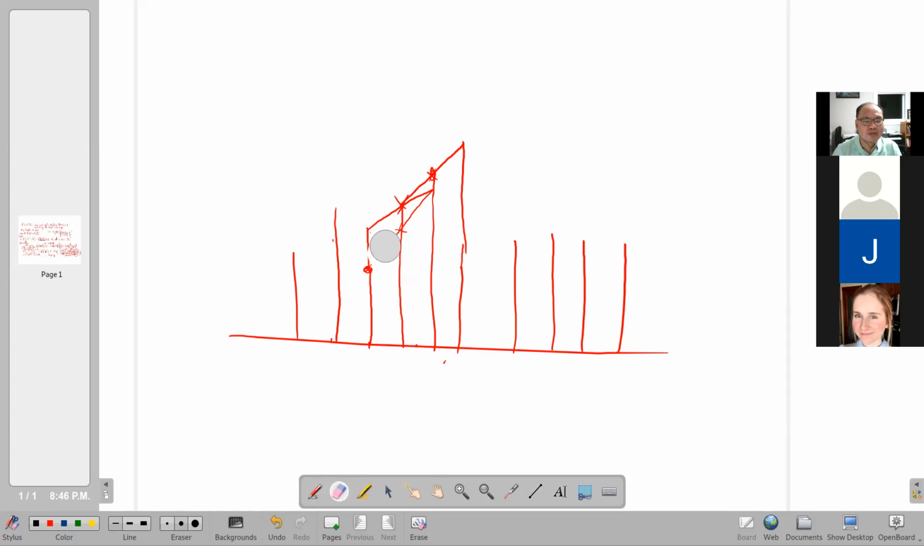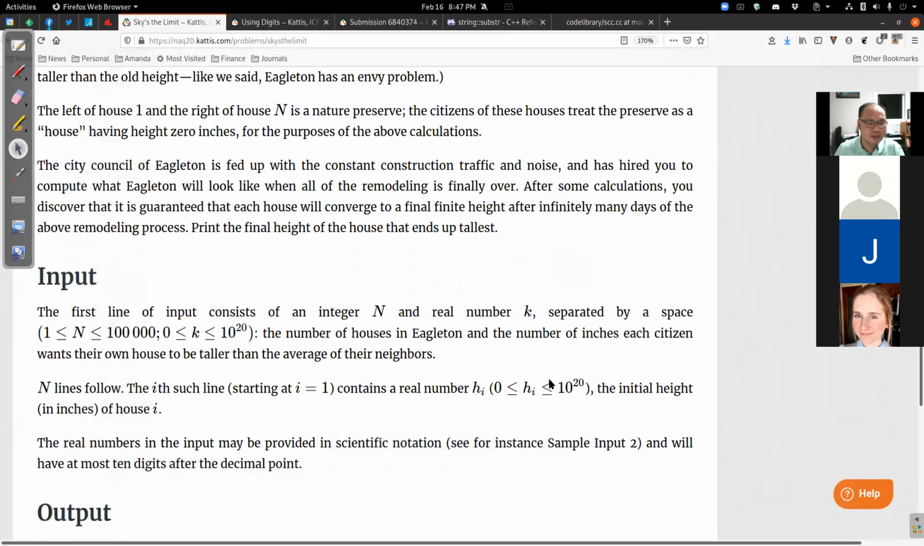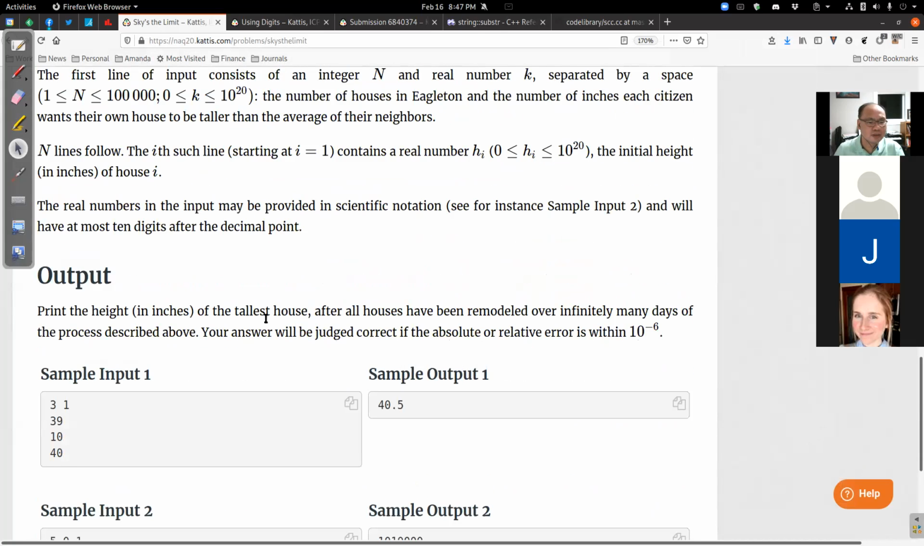Where people that want to go up, they go up to the average of the neighbors, and then that affects some other buildings that have to go up, and the buildings keep going up. The one thing that's maybe, I don't know if it's clear or not, is that eventually this process will stop. It will converge, and then nobody moves anymore. And the question, I believe, was the height of the tallest building. Print the height of the tallest house after all houses have been remodeled over infinitely many days of the process described above.